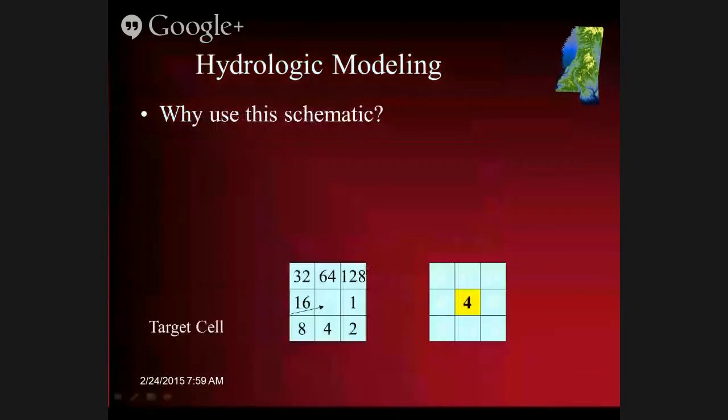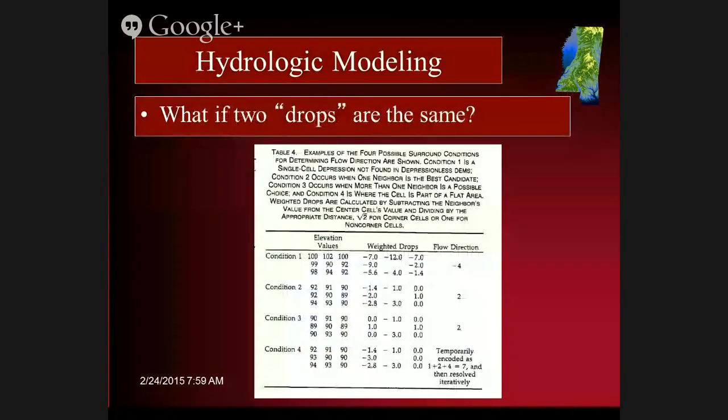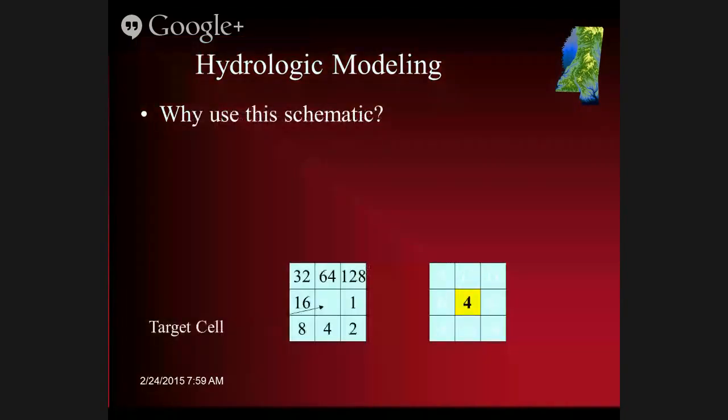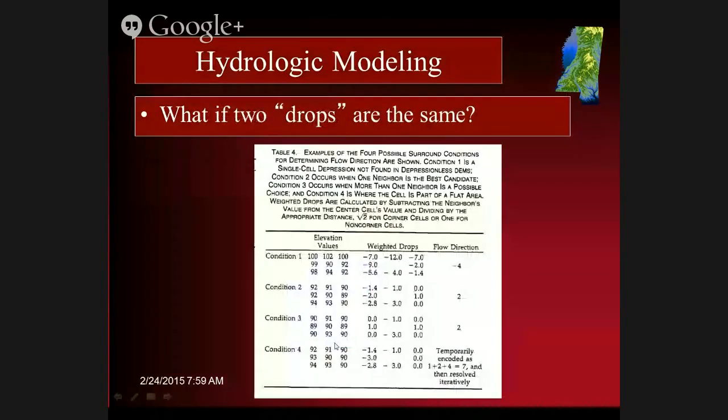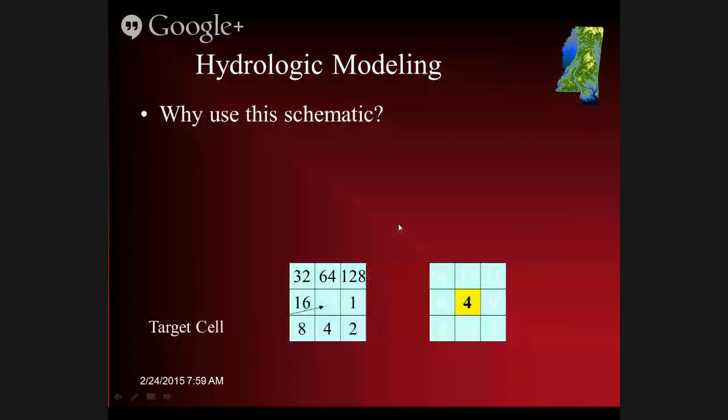In other words, if we have what this example here that I cut and pasted from the article, what if the drop to 1, 2, and 4 are all the same? In other words, the drop in this direction, the drop in that direction, and the drop in that direction are all identical. Well, ArcGIS will temporarily encode that as a 7. In other words, it will encode that value as a 7, meaning that it's going to flow in this direction. And a 7 is a unique number. It's not any of these other numbers.